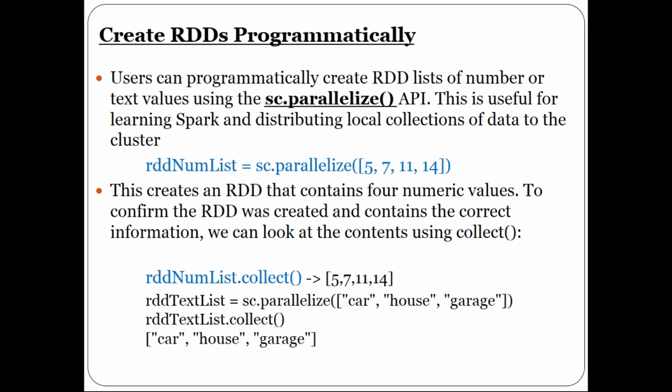Now, creating RDD programmatically means, for example, you have an RDD, which is a resilient distributed dataset. This dataset is collecting elements. How you convert the collected elements into an RDD is the point here. Users can programmatically create an RDD from a list of numbers or text values using sc.parallelize, which is an API once again. This is useful for learning Spark and distributing local collections of data to the cluster. For example, if I do it here.